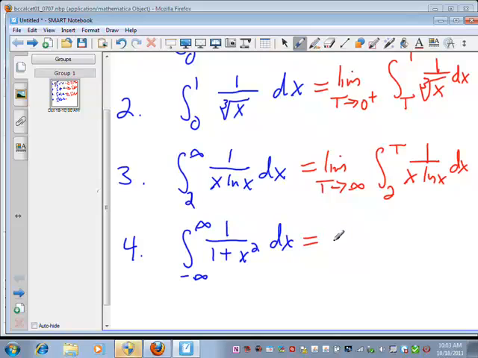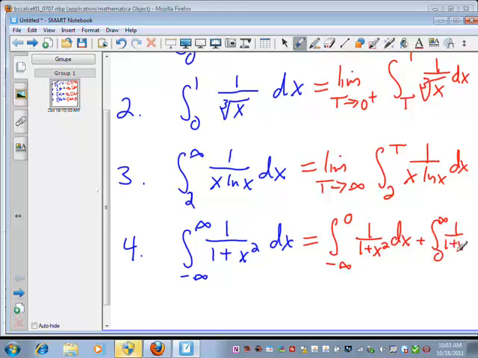This is equal to, and now we need to find some place to separate these, okay? So we're going to say this is equal to something like this. The integral from minus infinity, we'll use 0, to 0 of 1 over 1 plus x squared dx plus the integral from 0 to infinity of 1 over 1 plus x squared dx.